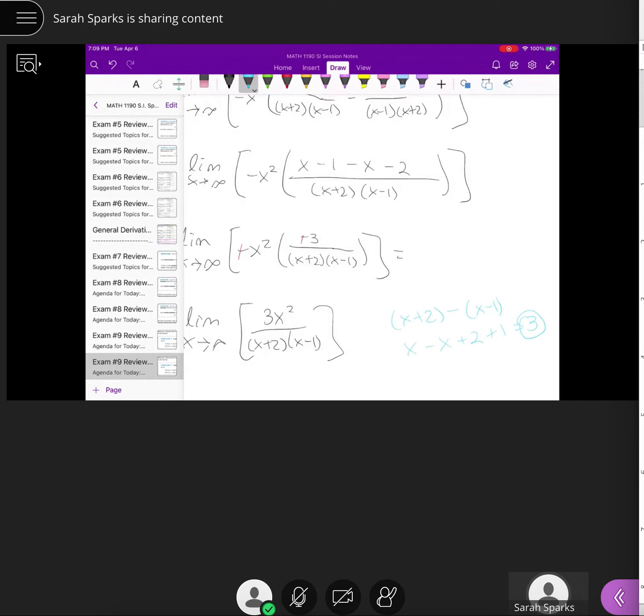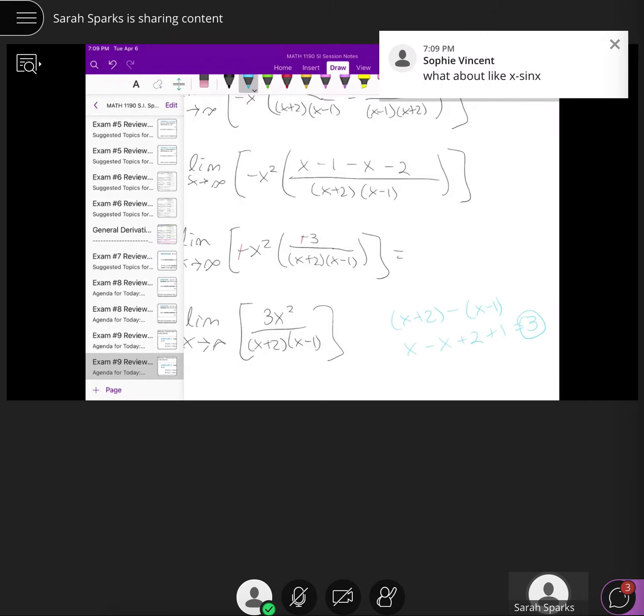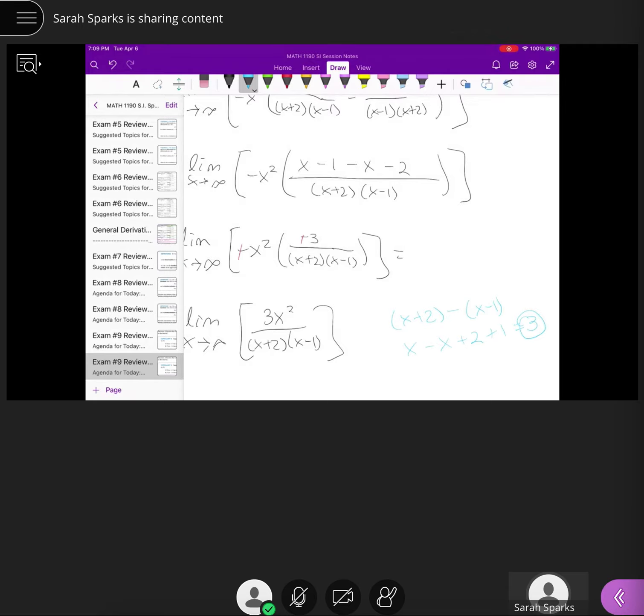Well, I guess x minus sine x, you can't really simplify that further, so you would just take the derivative separately whenever you use L'Hopital's. So you would do the derivative of x and then the derivative of negative sine x. You can't really combine them.